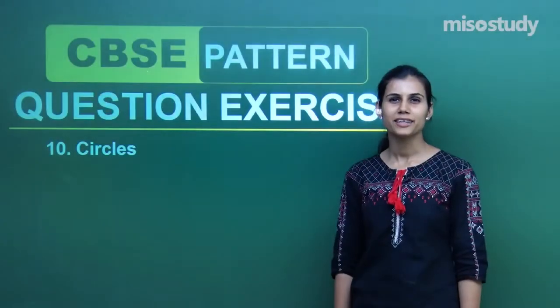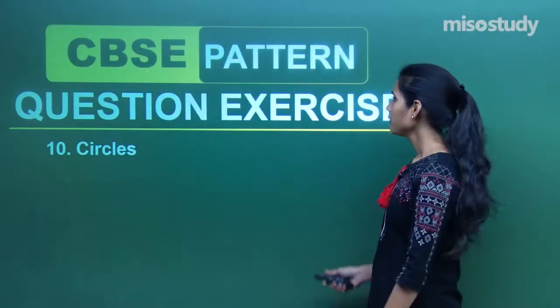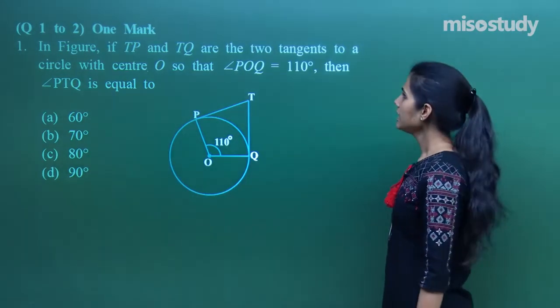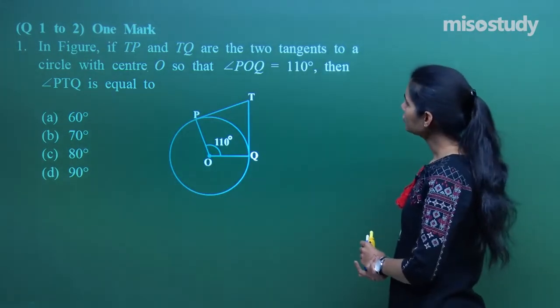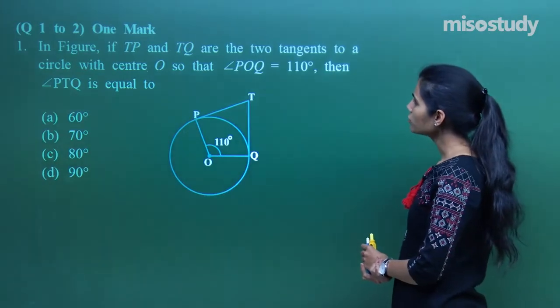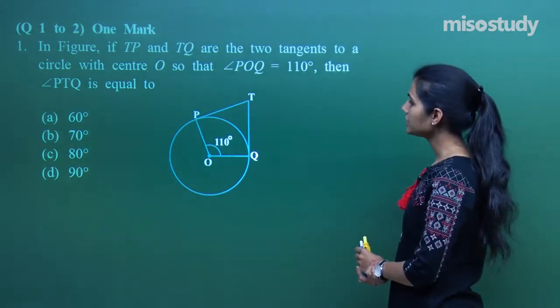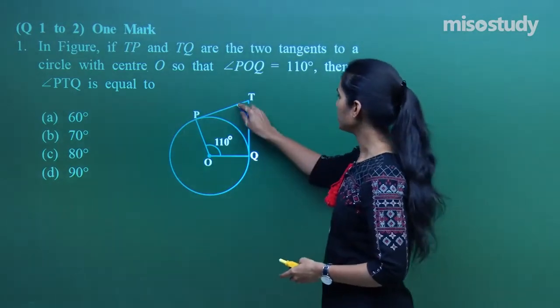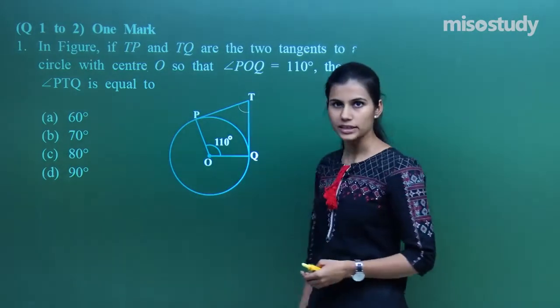So everybody, let's begin our discussion over the questions. The first question says that in the given figure, so the figure is given to you, if TP and TQ are two tangents to a circle with center O so that angle POQ is 110 degrees, find the measure of angle PTQ. This is the angle whose measure I need to find.